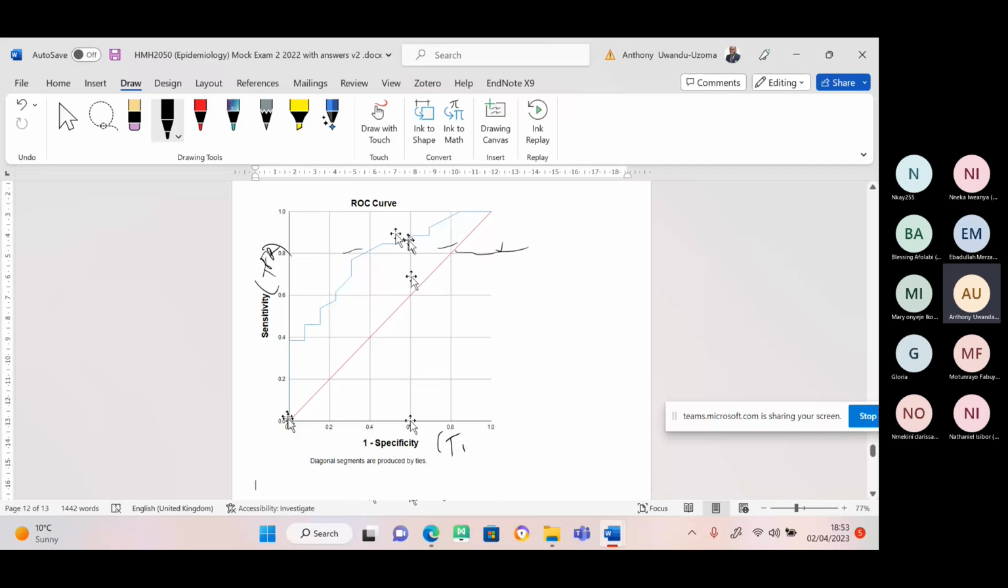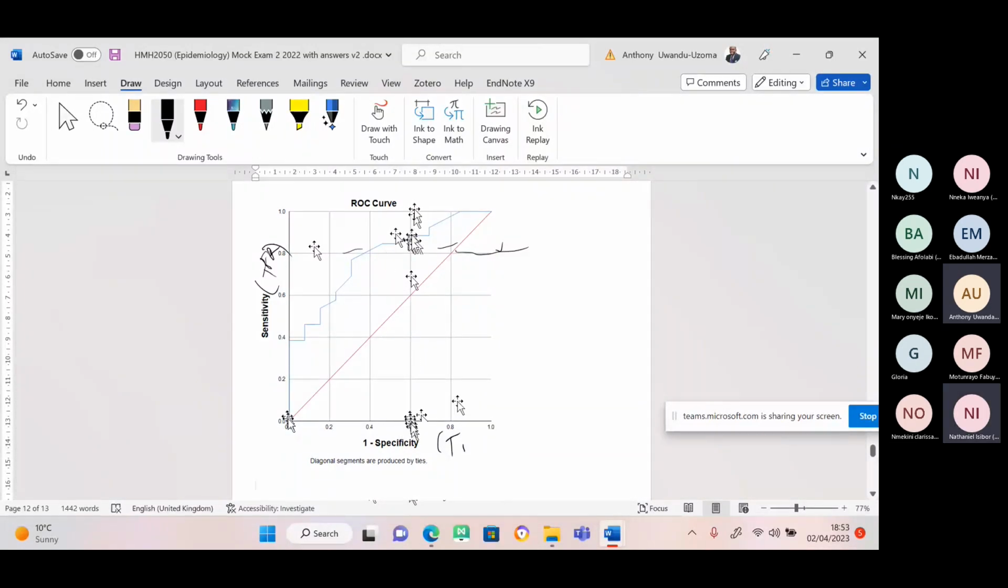Like I told you, we want our values to be closer to the upper left. That's the summary. Here, this one is upper right. It's not good. Lower right is also not good.